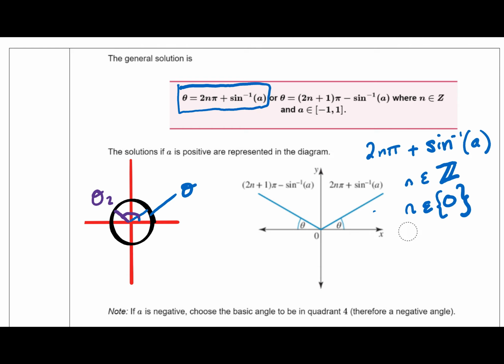So that's how we get our first set of answers, and we're just going to add a period each time to find the rest. The second set of answers is a little bit more in depth. This is going to be 2n plus 1. So this is a way of getting all the odd values of pi. Now, 2n plus 1 pi, this time it's going to be minus the arc sine of A.